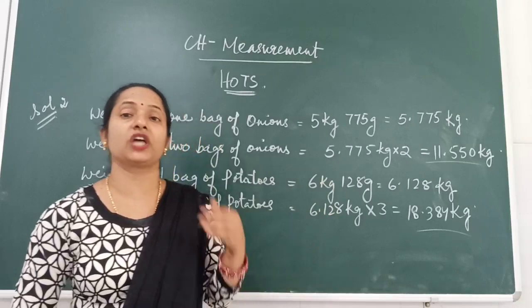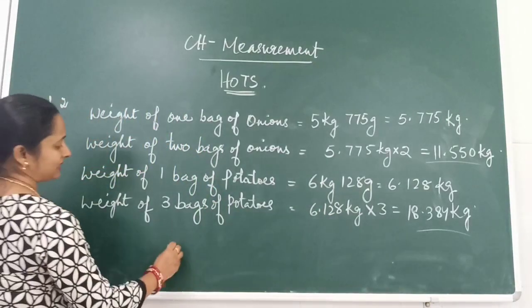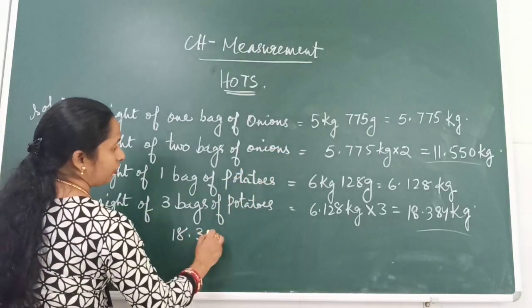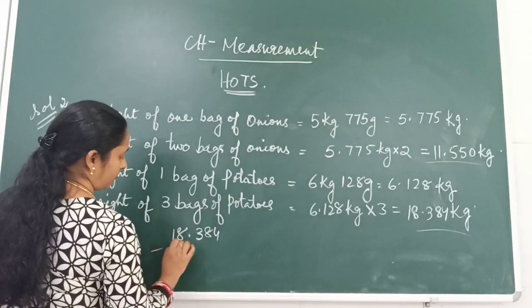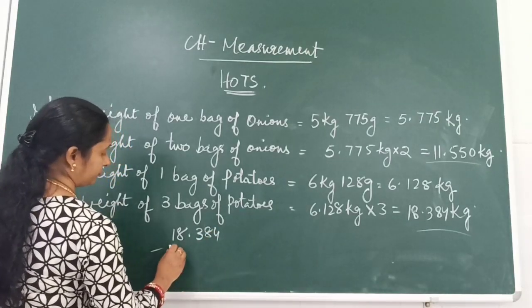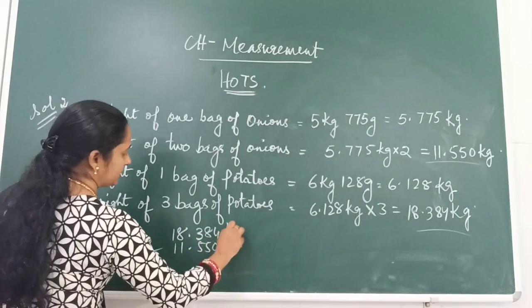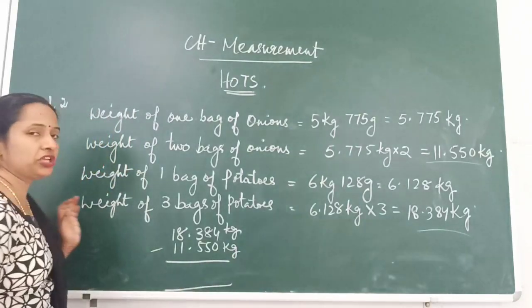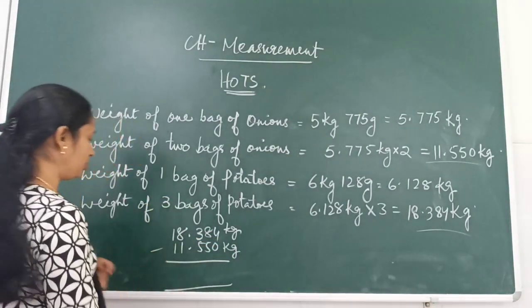The next question was how much more. So how much more will you find? How will you find? By subtracting the weight of onions from the weight of potatoes. Subtract it. Minus 11.550. This is also kilograms. By doing calculations based on measurement, don't forget to write the measuring units.